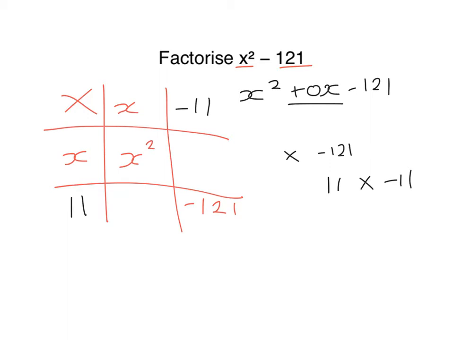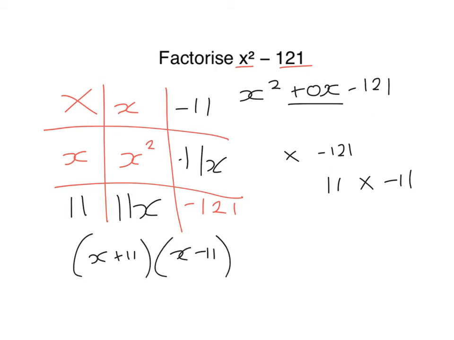And let's just check that works. 11 times negative 11 is negative 121. And then 11 take away 11, because that would be 11x. This would be minus 11x. That would equal 0. So that's correct. So the answer is x plus 11, x minus 11. And the trick is to square root each of the terms.